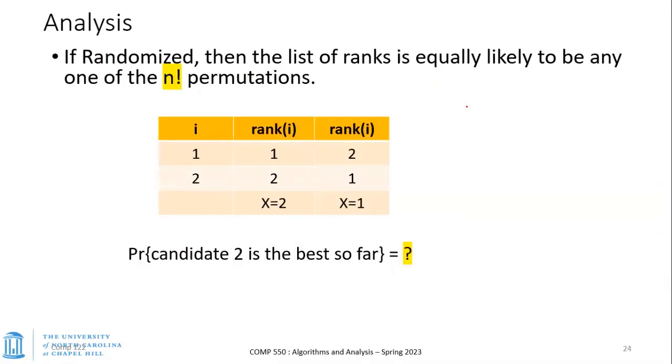All right, so let's take a look at this particular slide. Let's assume that the probabilities are uniformly distributed. So far we've only got 2 candidates. We hired the first one, and then the second one came in, and now we've hired 2 people. If I ask you the following question, what is the probability that candidate 2 is the best so far?